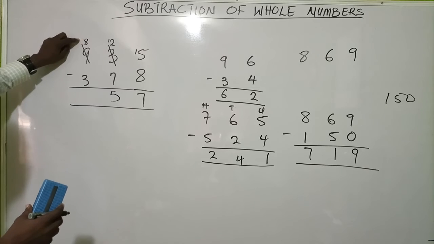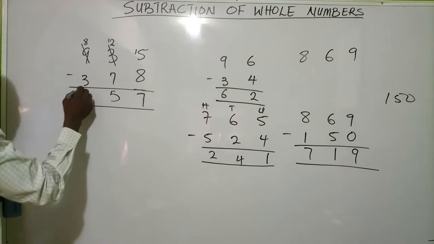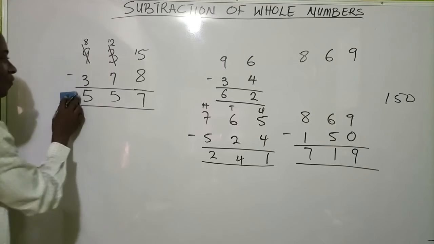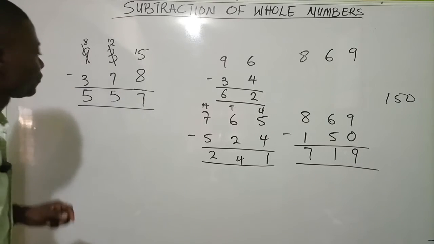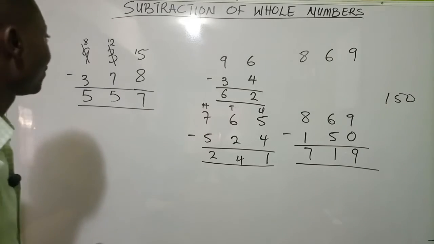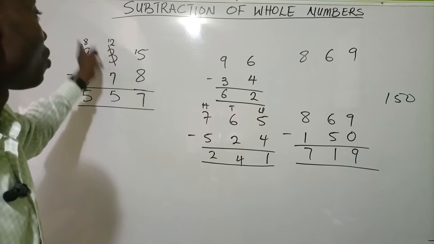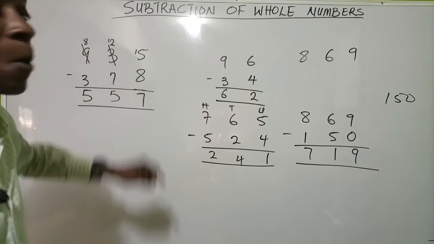So here now I'm left with 8. So 8 minus 3 is also 5. So our answer will be 500 and 57. 557. So this is how we subtract. Sometimes we move over to the next number to borrow.